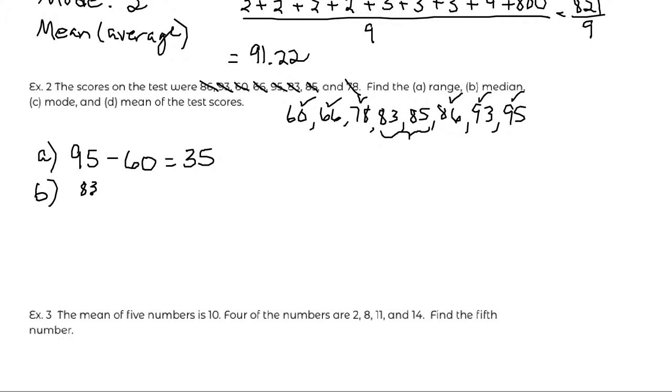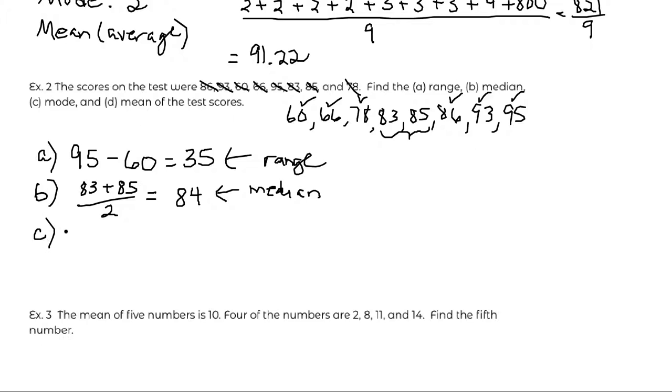I'll just write this down here. 83 plus 85 divided by 2, and it's the one right in the middle of them, so it's going to be 84. So that would be our median. Median and the range. Okay, the next one we're going to do is the mode, which happens the most. Do any of these numbers happen the most? They're all one time, so you would say no mode.